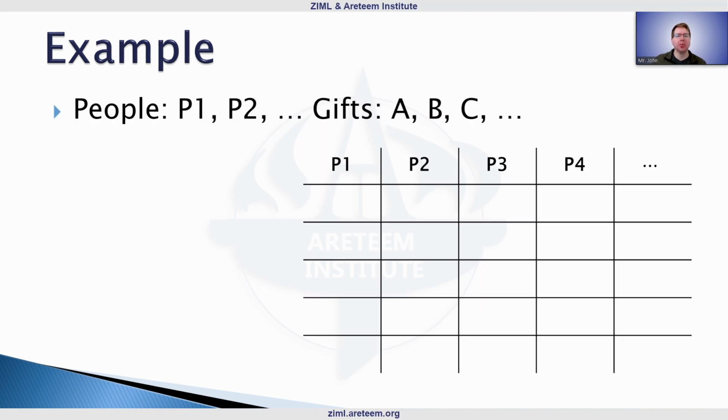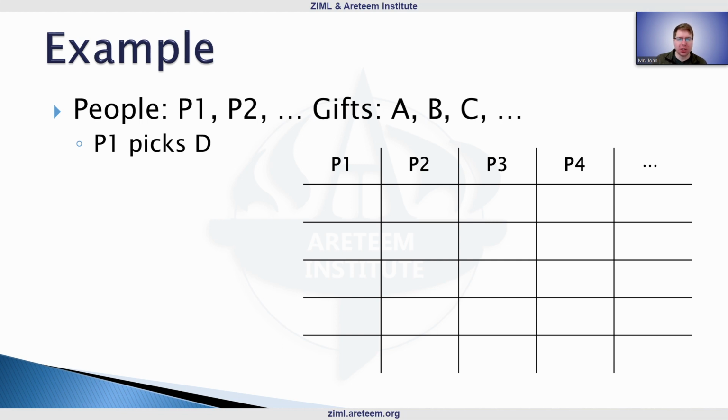Let's try to make a chart. So we have people, P1, P2, up to P8, gifts, A, B, C, right, up to 8 total gifts. We're just going to worry about a small example and start explaining why some things could get complicated there. So, suppose we start out P1 picks gift D.